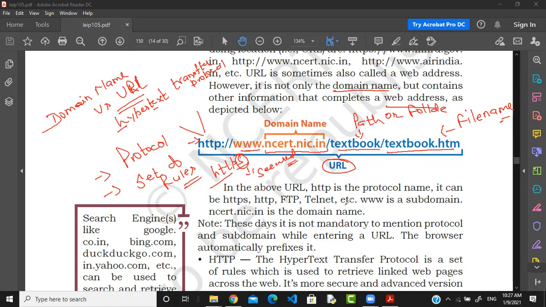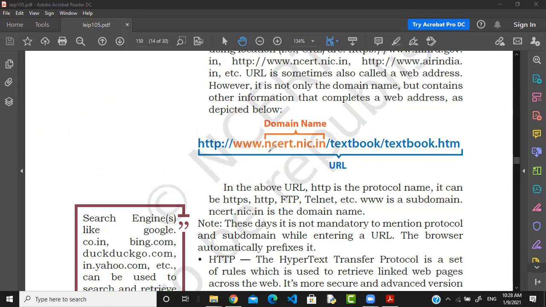URL tells about the protocol, the domain name, and the path or file name. While the domain name, what is the meaning of the domain name? Domain name only contains the name of the website, and the name of the subdomain. Name of the subdomain means this NCRT is available under the nick subdomain, nick is available under the in domain. So you can say that in, now, nick, inside the nick, NCRT.